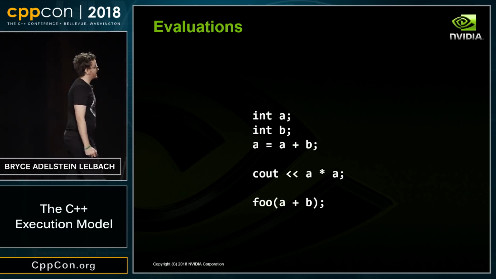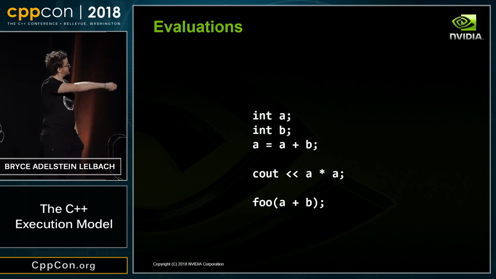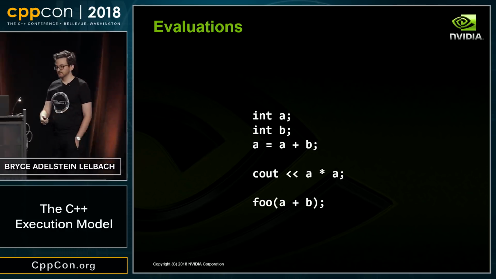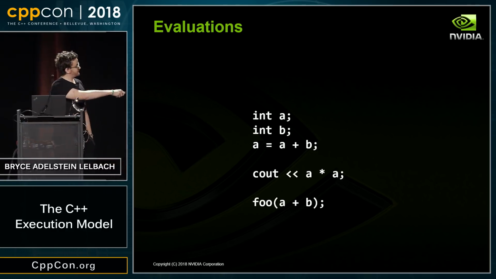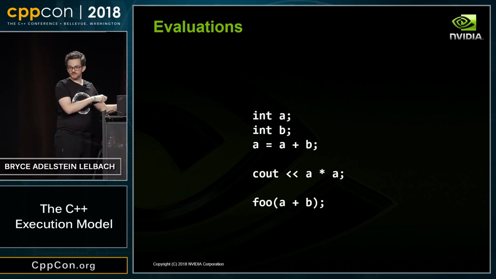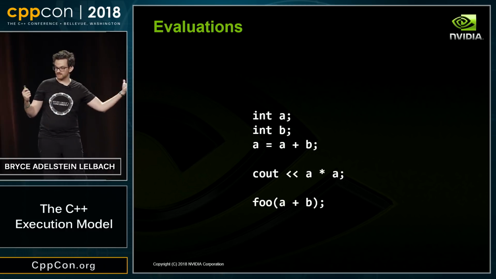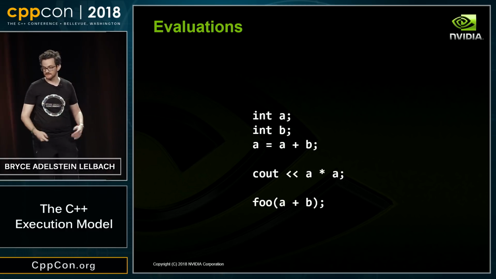So some examples here. In this expression, a equals a plus b, where a and b are ints, a plus b is a value computation. But this assignment here is not. This has a side effect because it modifies some object. And the second example here, this is a value computation. But this expression right here, this overloaded shift operator, calls a library IO function, so it has a side effect. And then this last one here, assuming that we don't know what foo is, it may have side effects, it may not. We don't know what foo does, but if the function foo has side effects, then this expression has side effects.